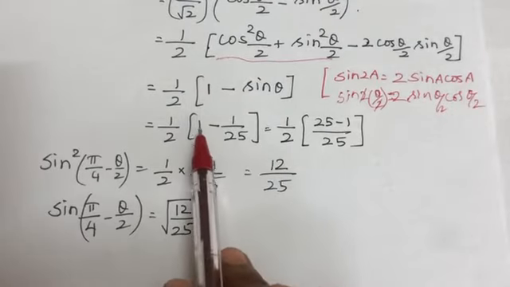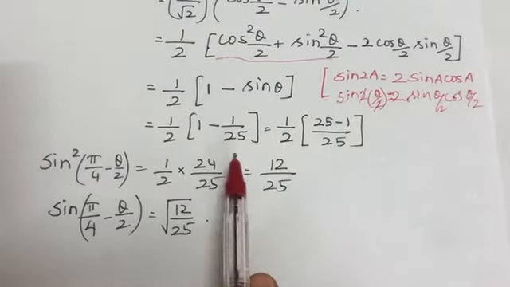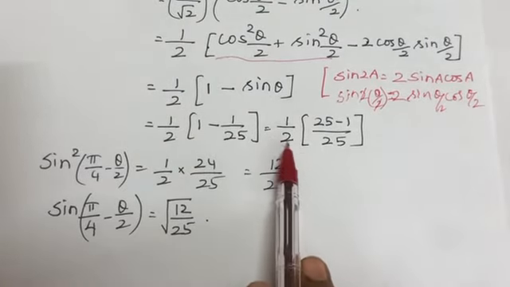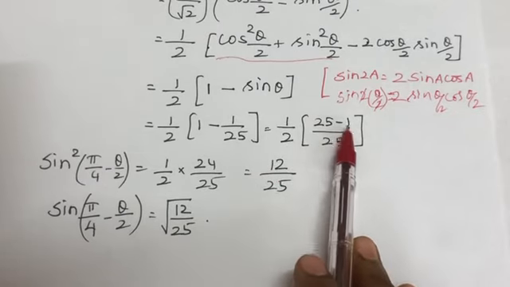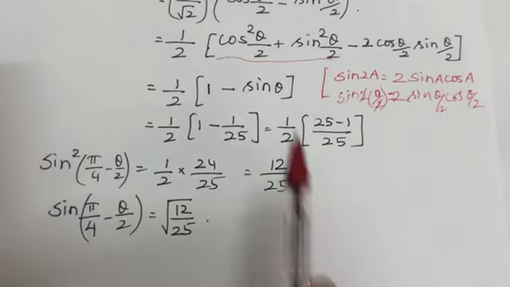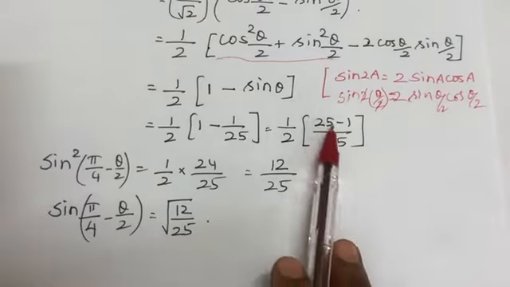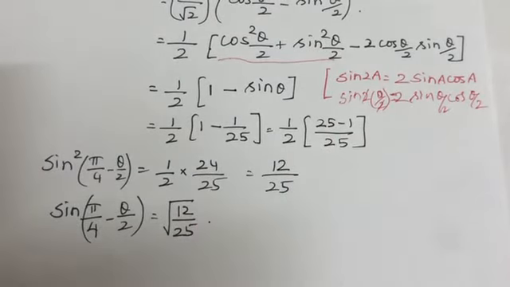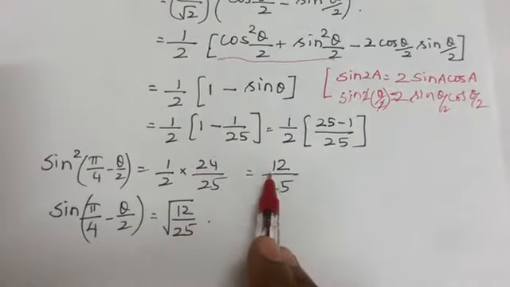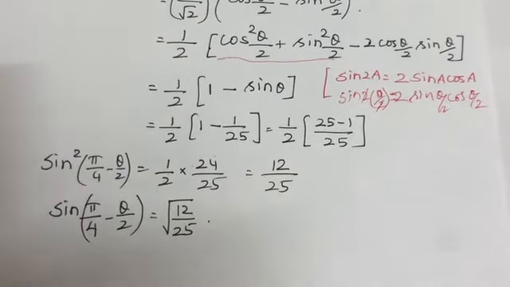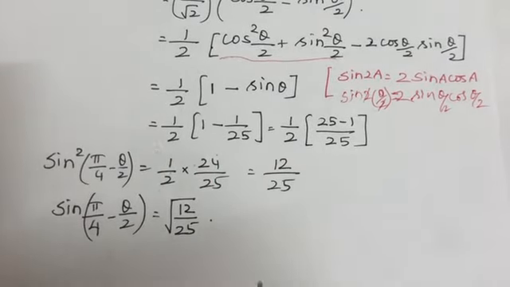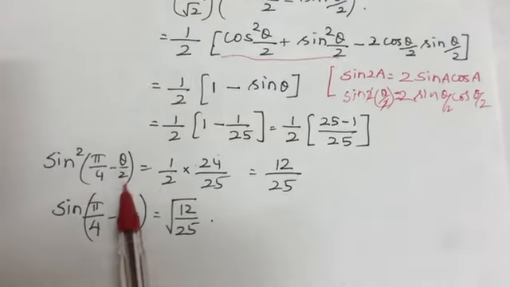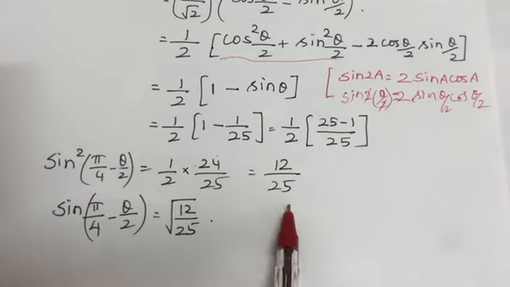So, half into 1 minus 1 by 25, that is equal to 1 by 2 into 25 minus 1 divided by 25. We take 25 as LCM. So, it is 24. Half into 24 by 25. 2 and 24 will get cancelled. It is 12 by 25. So, sin square of pi by 4 minus theta by 2 is equal to 12 by 25.